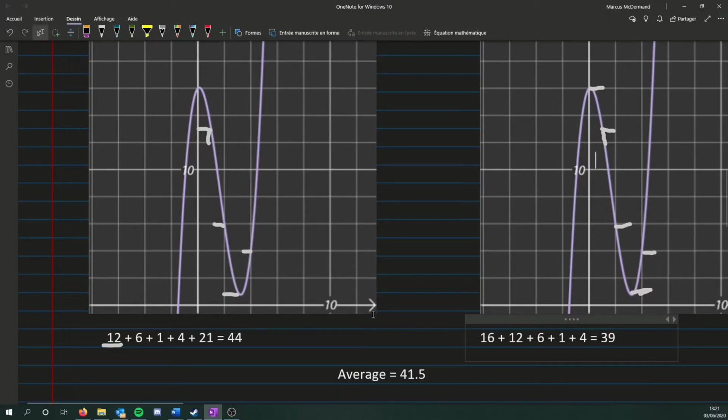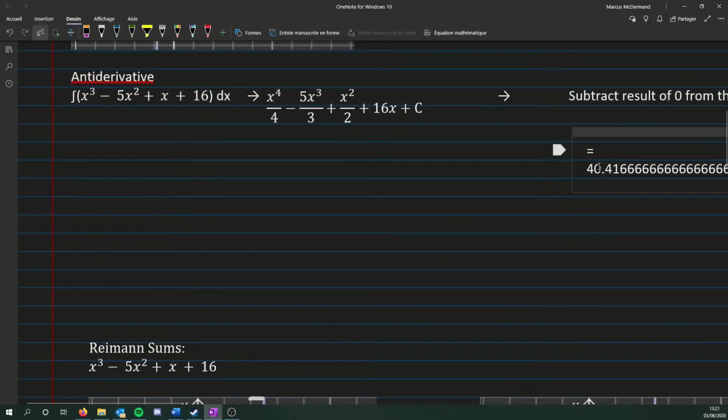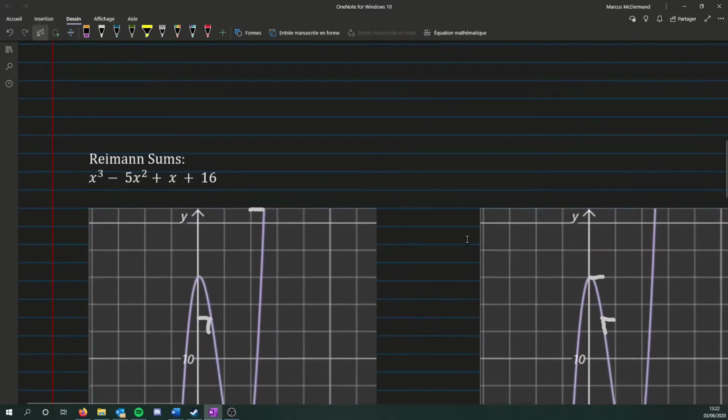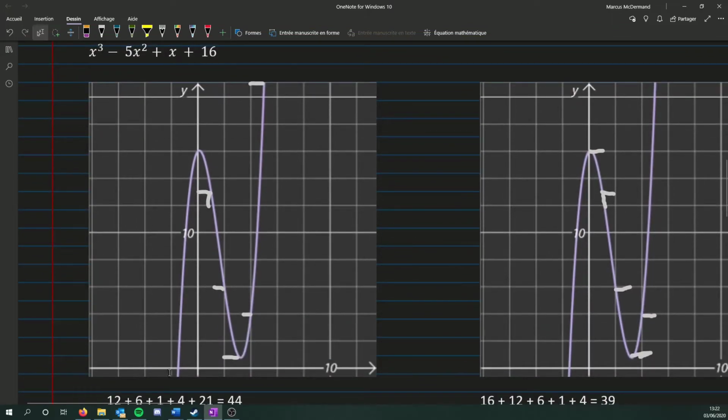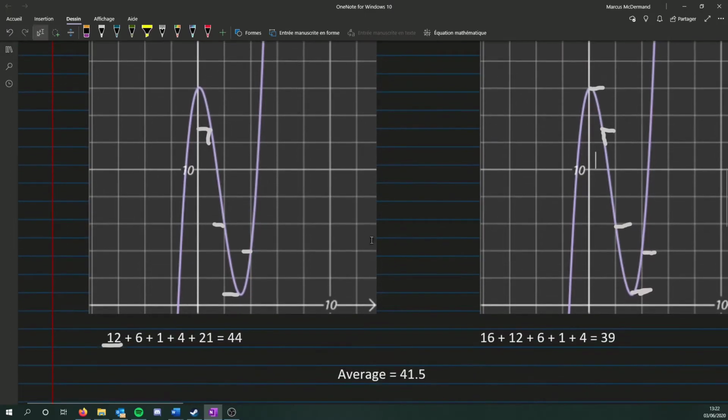Now we can take the average between these two in order to get a better picture of what exactly the area between this function and the graph is. And if we take the average, it's 41.5. It's pretty close. And I'm sure that if I had actual singular unit grid lines instead of whatever the heck OneNote gave me, then I could draw it even better and get even closer to the actual target. But 41.5 is not that bad.